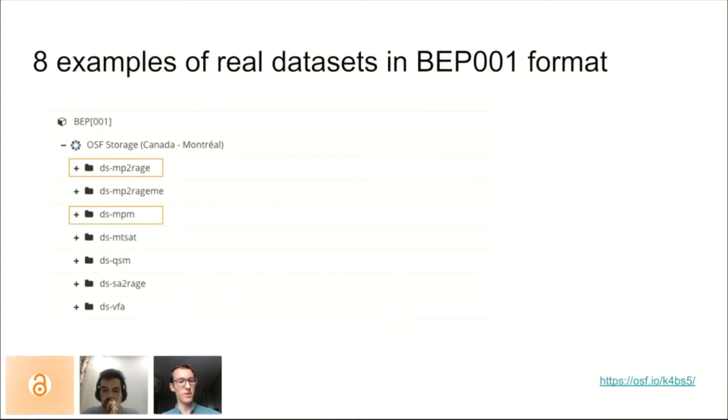So I'm going to start by talking about the MP2RAGE one to give a simple example, and then Chris will go through a more complex example of multi-parameter mapping.